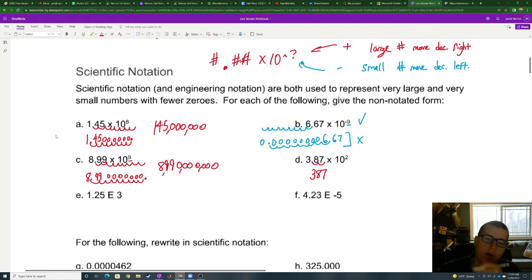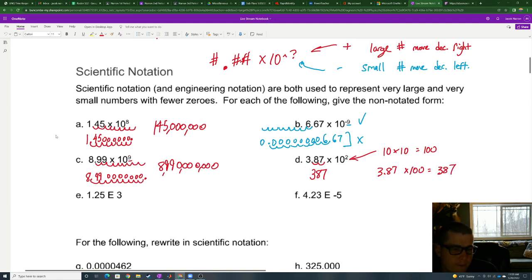If you want to think deeper about what these numbers actually mean, like what's the math behind it, think about this. What's 10 squared, guys? 10 times 10 just gives you 100. So in reality, what you're doing is 3.87 times 100. So of course it's going to give you 387. But moving the decimal is how I do it.